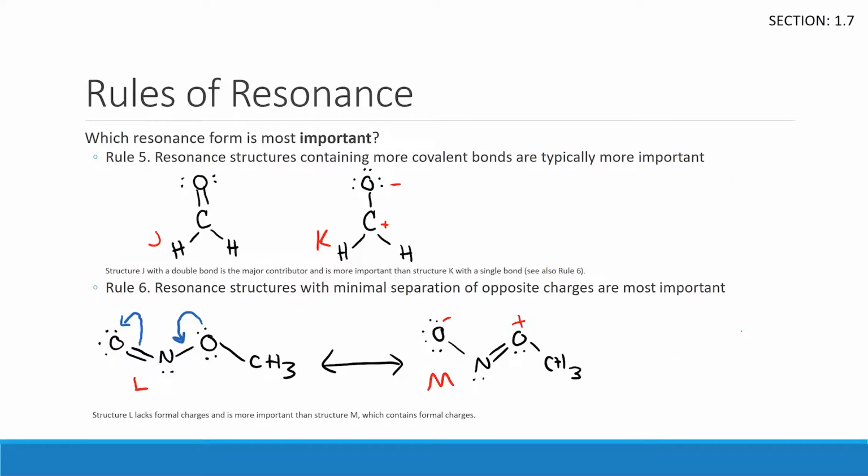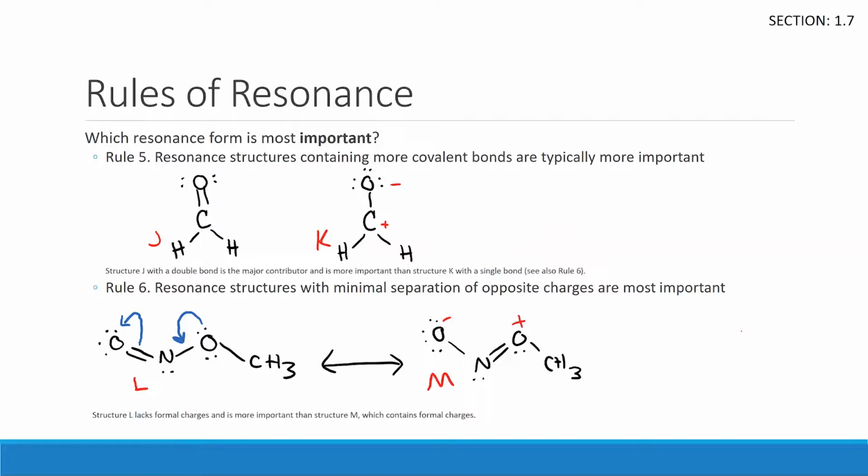So we talked about when resonance can be considered, but we can also think about which resonance form is most important. So sometimes you will have multiple resonance forms, and some of them are going to be more stable or more important than others. One rule to think about in the importance of resonance structures is which resonance structure contains more covalent bonds. Those are typically the more important structure.